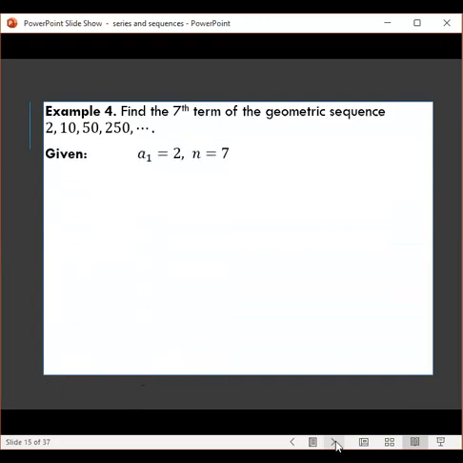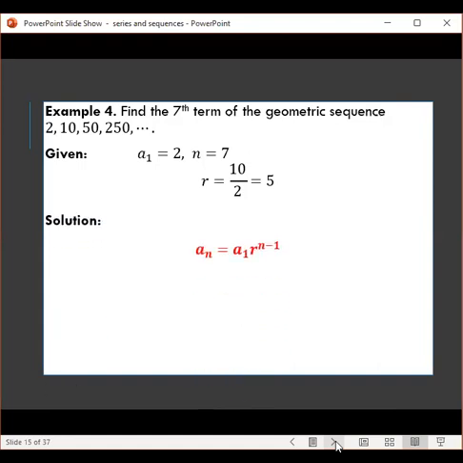First things first, let's identify the given. A sub 1, the first term in our sequence, is 2. And n is equal to 7 because we want to find the seventh term. To find the common ratio, all you need to do is divide 10 by 2, and you get 5. That's the common ratio. Notice also that 50 divided by 10 is still 5, and 250 divided by 50 is still 5.